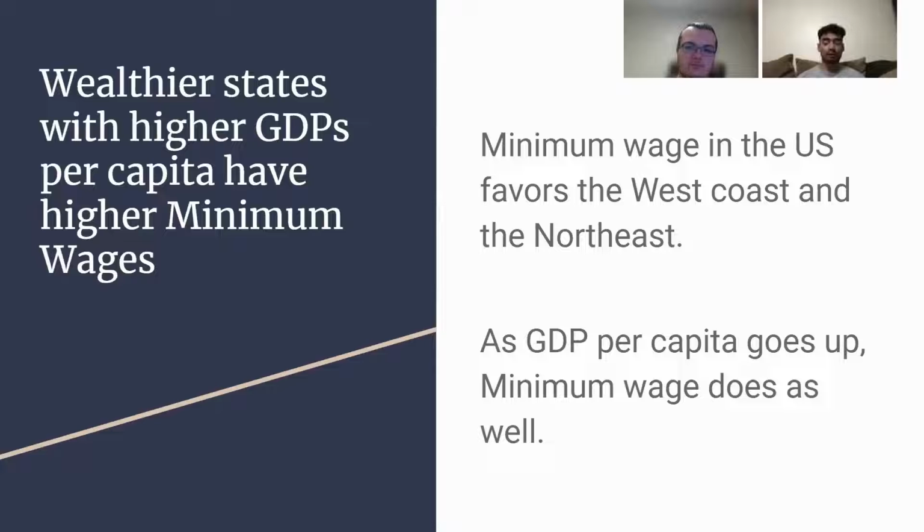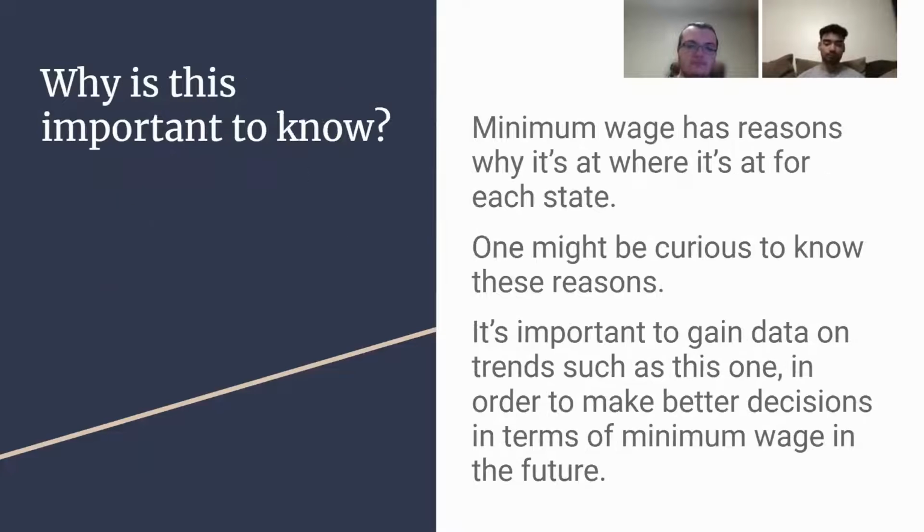Minimum wage in the United States does favor the West Coast and Northeast, simply meaning that the West Coast states and Northeastern states tend to have higher minimum wages. As GDP per capita goes up, minimum wage does as well.